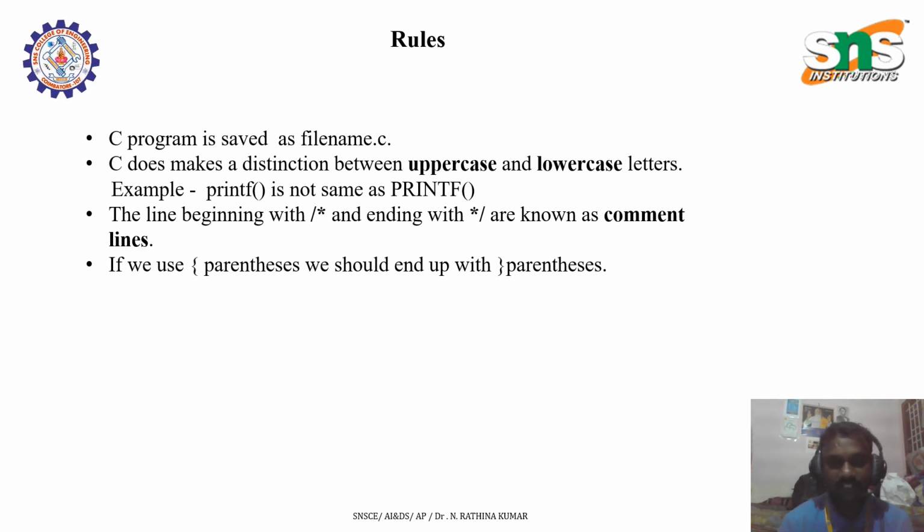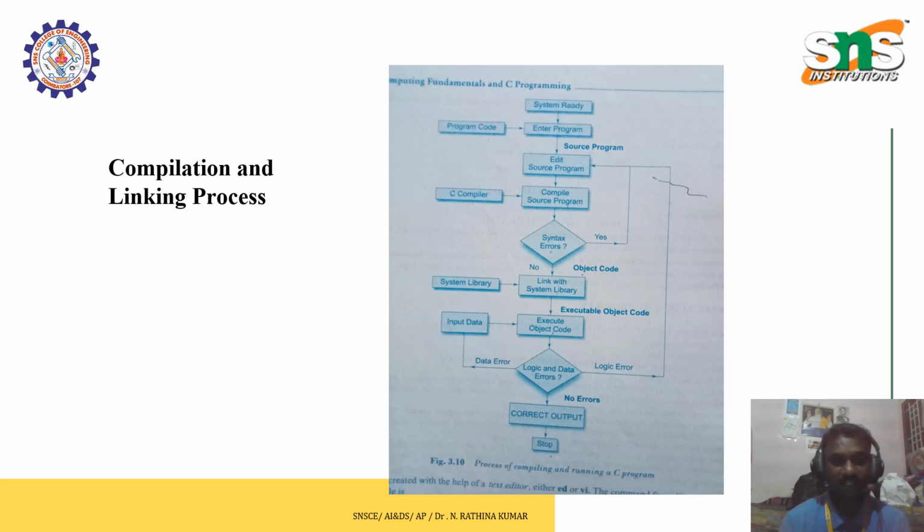Next we are going to see how the compile and linking process works. Very simple. Very first thing, we have to type the program. After completing this, we compile it with the help of the C compiler. If we have any errors, we have to edit the program again. Else we can go to the next step, where the source program is converted into an object code after successful compilation.